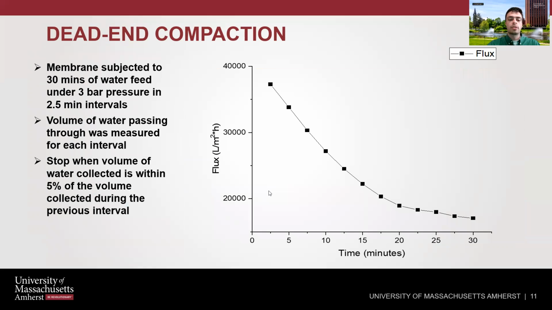So compaction basically condenses a new membrane down so that the flux is constant. We do compaction in our dead-end system using water as the feed so the membrane isn't fouled. The membrane is subject to feed at 3 bar pressure for 2.5 minutes. Then the process is paused to measure the volume of water collected. The process is continued until the volume of water collected is within 5% of the volume of water previously collected. The graph shows that after about 30 minutes, the data begins to plateau, so the membrane is compacted, meaning that the amount of water passing through the membrane doesn't change with time anymore.